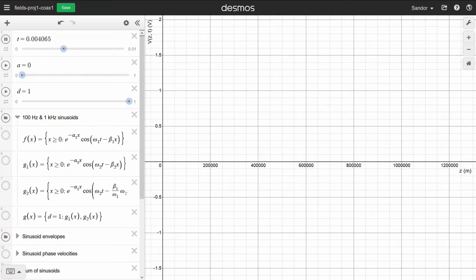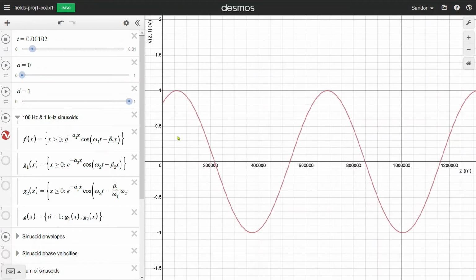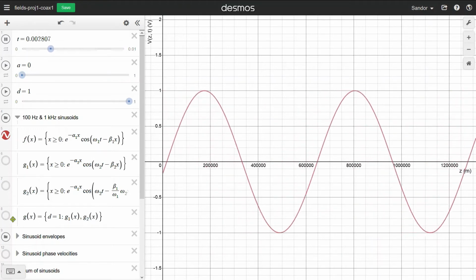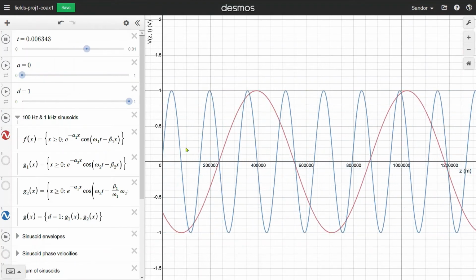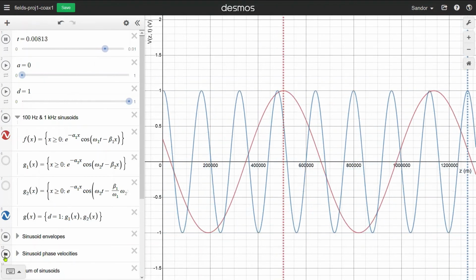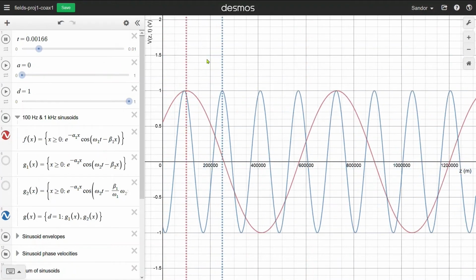Now that we've examined the relationships between parameters, let's see what some signals look like on a real T-line. Here is a 100 Hz sine wave traveling on an RG58U coaxial cable, like the ones in the lab. Here is a 1 kHz wave on the same line. Notice that it travels faster than the 100 Hz one, as shown by the vertical lines.